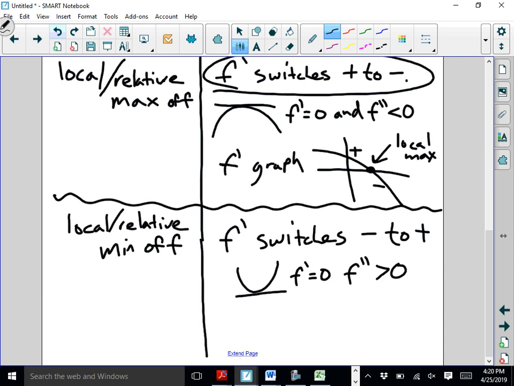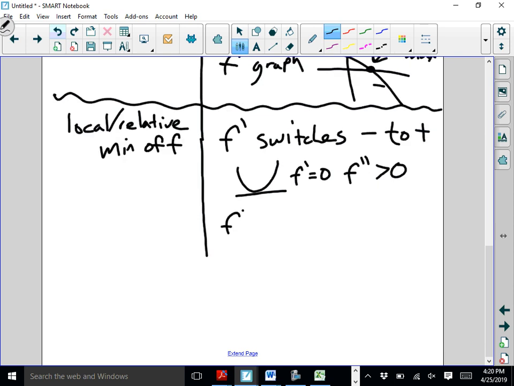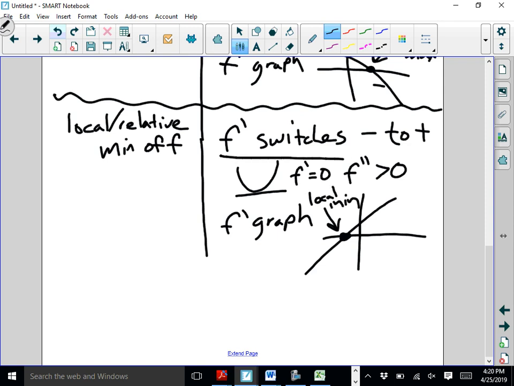Okay? On a graph of F prime, this would be our local min. Because again, F prime switches minus to plus. So we need to know that definition, F prime switches minus to plus, and identify that on a graph of F prime. Almost 100% guarantee you'll have to do that.